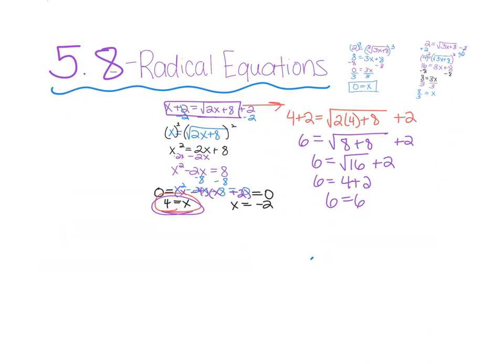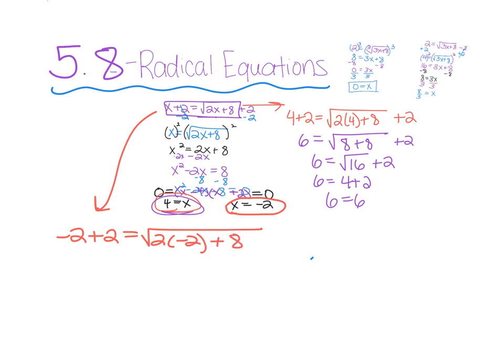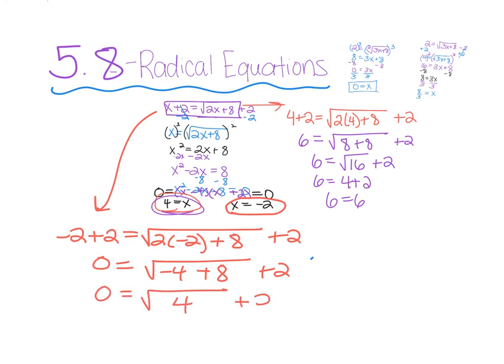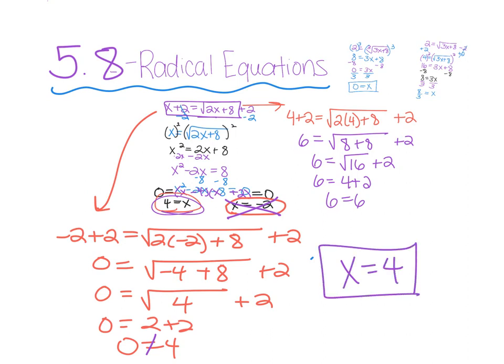Now I want to do the same thing with the negative 2. So I'm going to take negative 2 and plug it into the x. 0 equals the square root of 2 times negative 2, which is negative 4, plus 8, plus 2. 0 equals the square root of negative 4 plus 8, which is 4, plus 2. Square root of 4 is 2, and 2 plus 2 is 4. Since 0 does not equal 4, I rule out the negative 2. That would be an extraneous root, and my answer is just x equals 4.